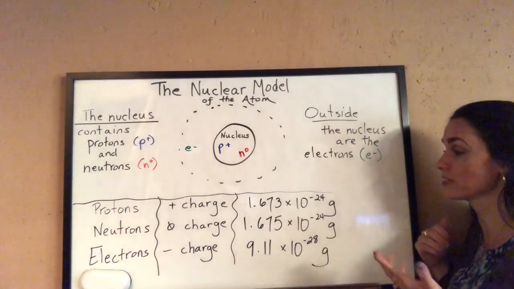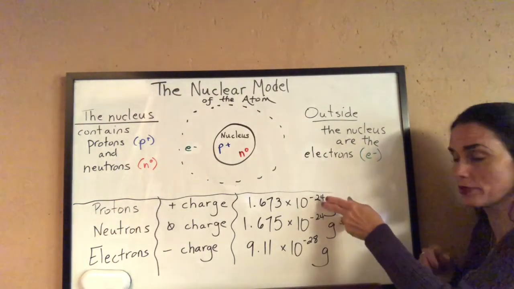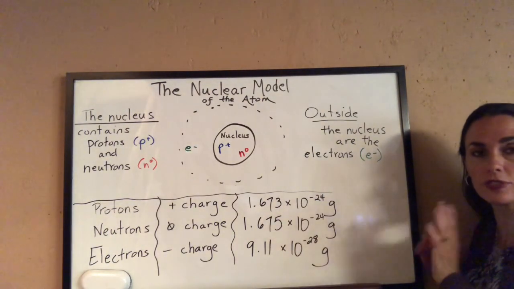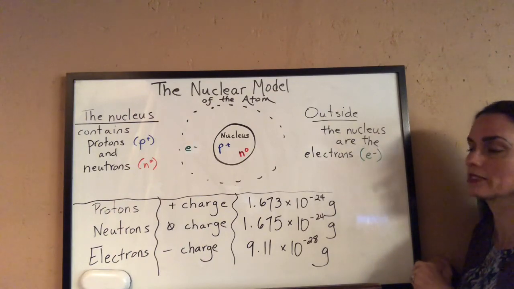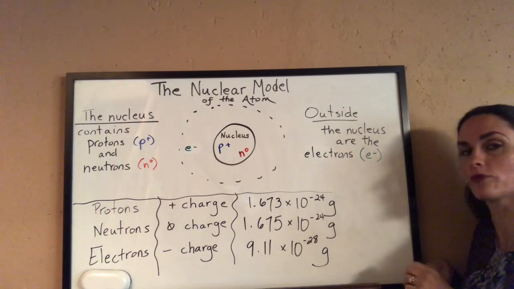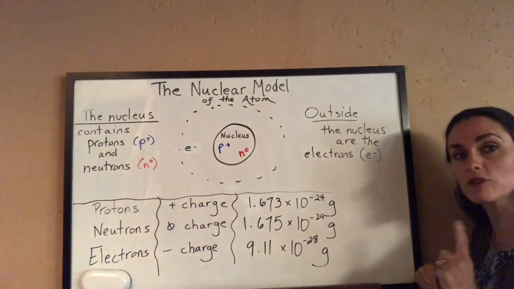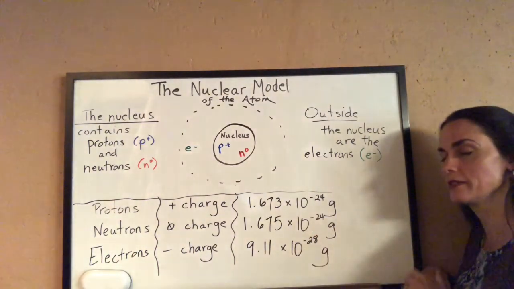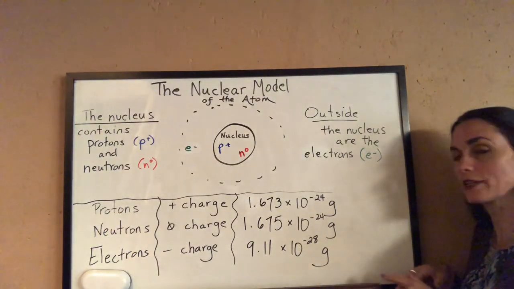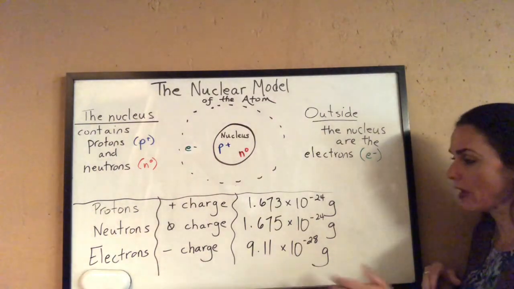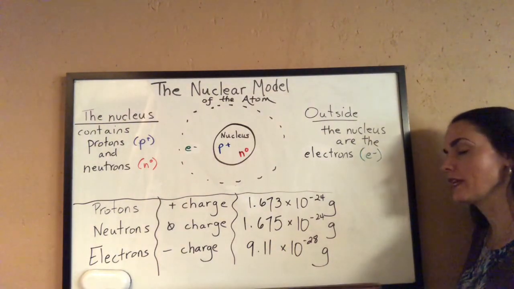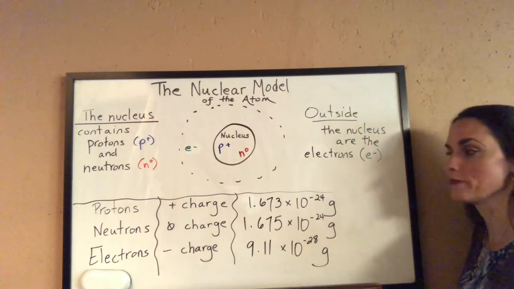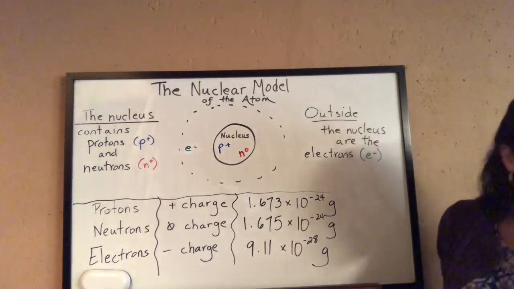So see why we use scientific notation? Look how small that number is. Could you imagine putting 23 zeros in front of that 1? That's a lot to write, so we use scientific notation. 1.673 times 10 to the negative 24th grams is the estimated mass of one proton. One neutron is roughly the same, on the order of 10 to the negative 24th. Electrons have an even lower mass, 9.11 times 10 to the negative 28th grams. So electrons have a lower mass than the neutrons and the protons.